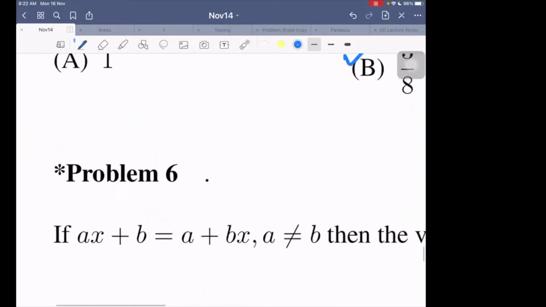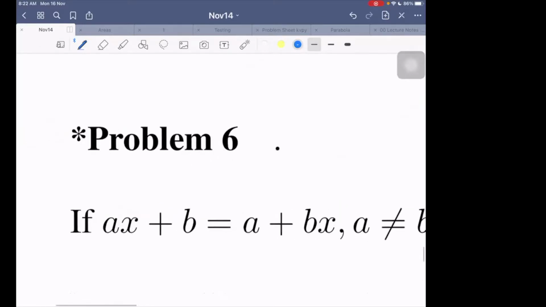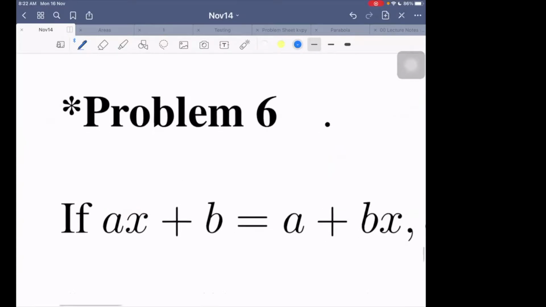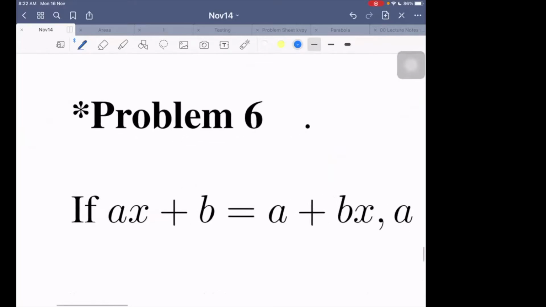Now, in this question, what can you observe without doing any math, without writing down a single step? Can you quickly say that? What is the solution? Just think and tell me what is the solution without writing down anything. What is the solution?